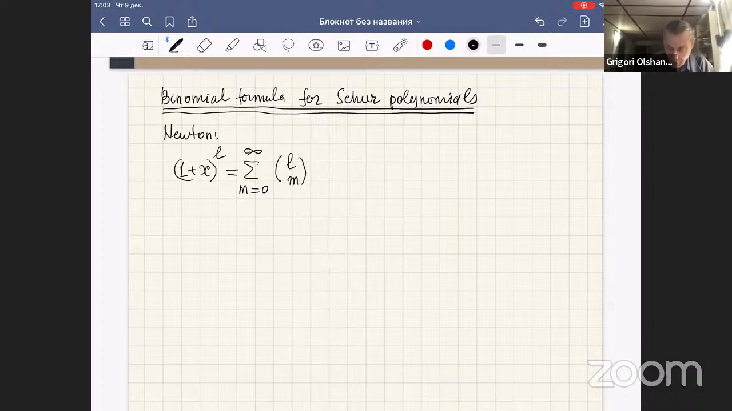the binomial coefficient, and I recall my notation. It's maybe more general. Take a formal variable y, and the falling factorial power is defined as follows: y times y minus 1, and we have m factors, so the last factor is this one. And in this notation, our binomial formula can be written as follows.